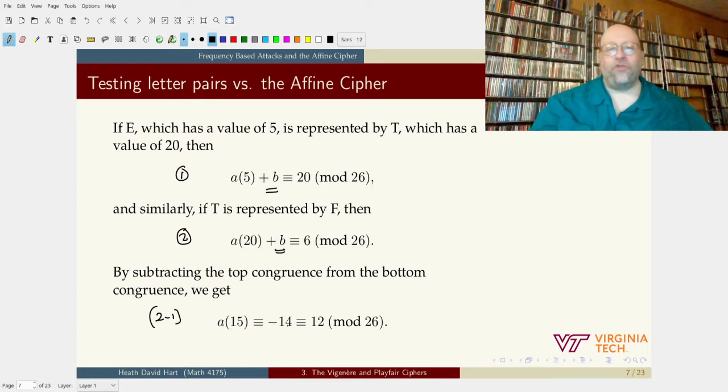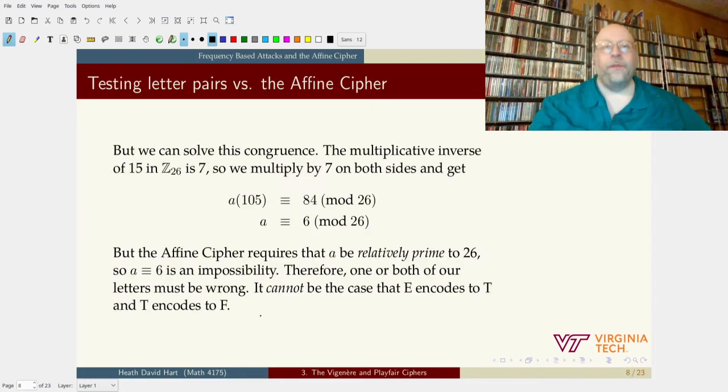Negative 14 and 12 are the same. We're just adding 26 here to get this to be in the range from 0 to 25. But this is a congruence we can solve. The multiplicative inverse of 15 is 7. We multiply both sides by 7, and then we get 105A is congruent to 84. But 105 reduces to 1, and 84 reduces to 6. So we get A is congruent to 6.